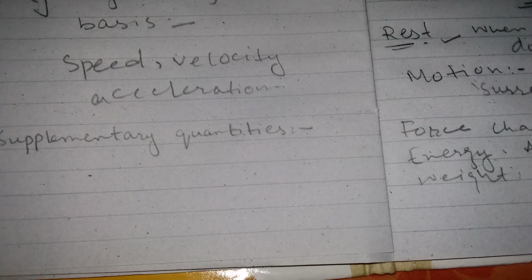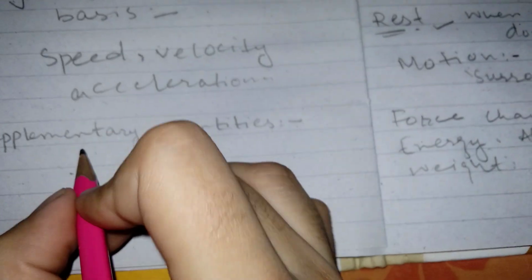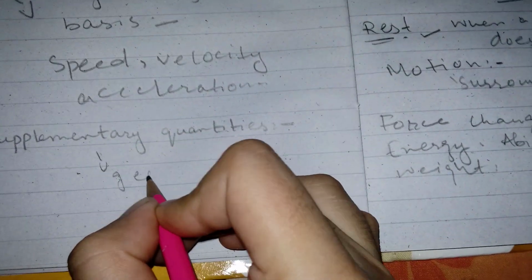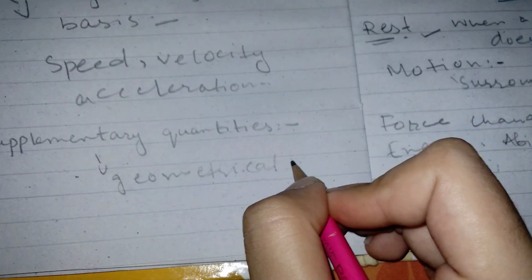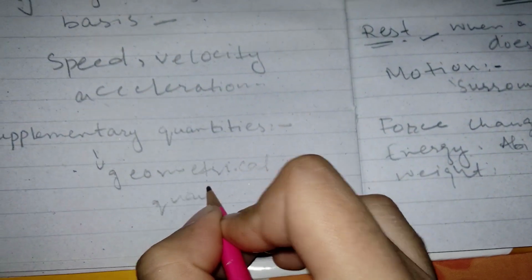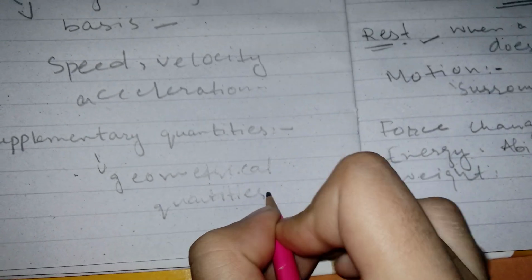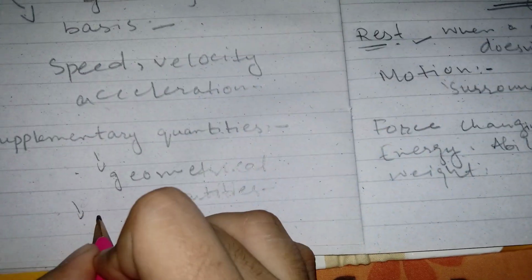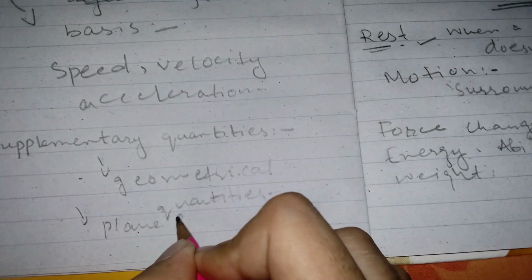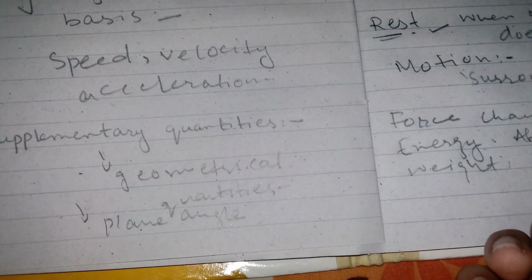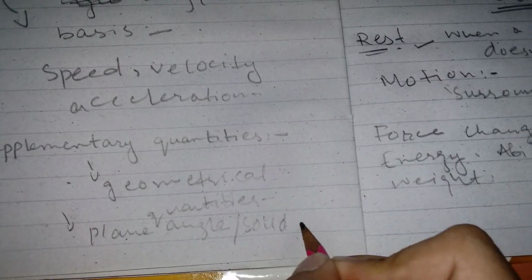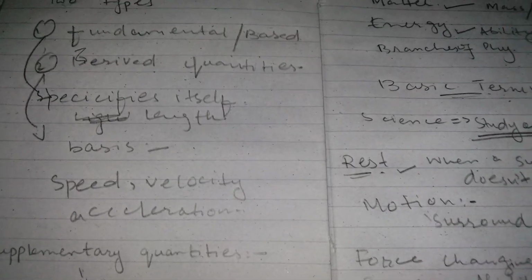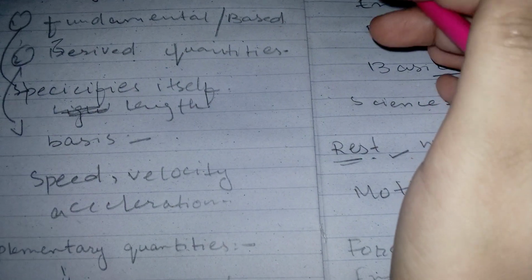Basically, these are only the geometrical quantities known as plane angle or solid angle. So we can call supplementary quantities the plane and solid angle also. And in these quantities we have its units.